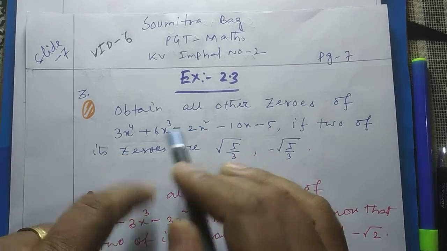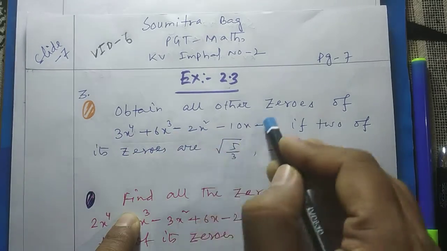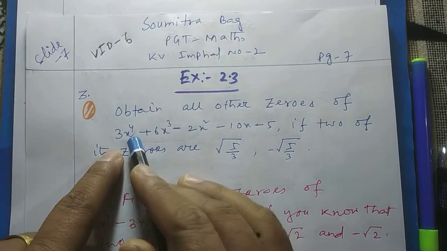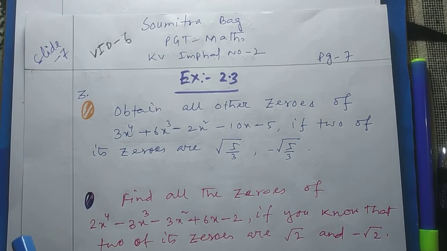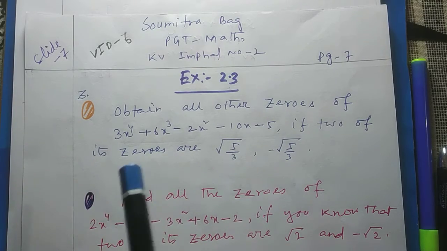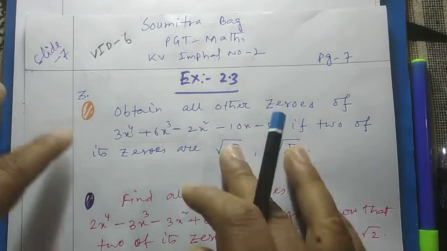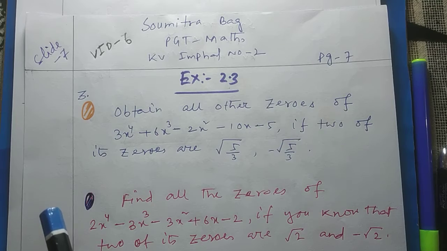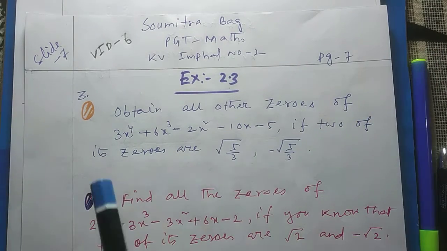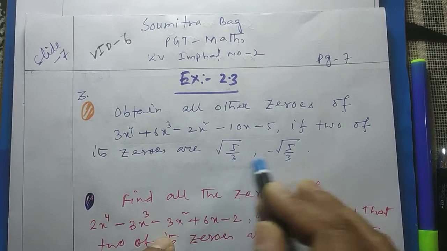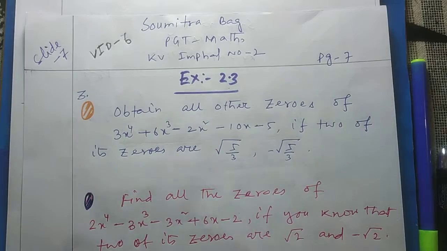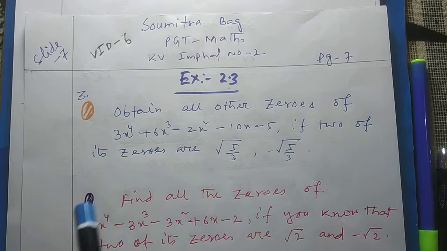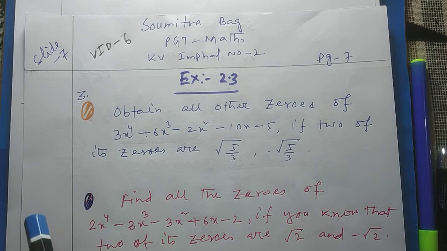Look at the polynomial and tell me what is the degree of this polynomial. It is a 4 degree polynomial, correct? Because the maximum power of x is 4. So it is confirmed it will have maximum 4 zeros. Among the 4 zeros already 2 are mentioned. Correct? Now from here we have to find the remaining 2 zeros by the given zeros and by using division of polynomials.